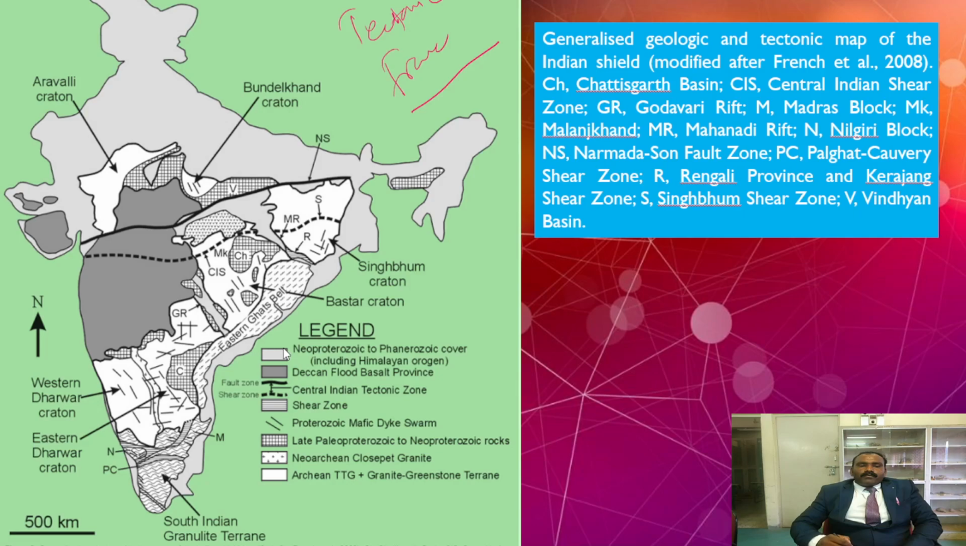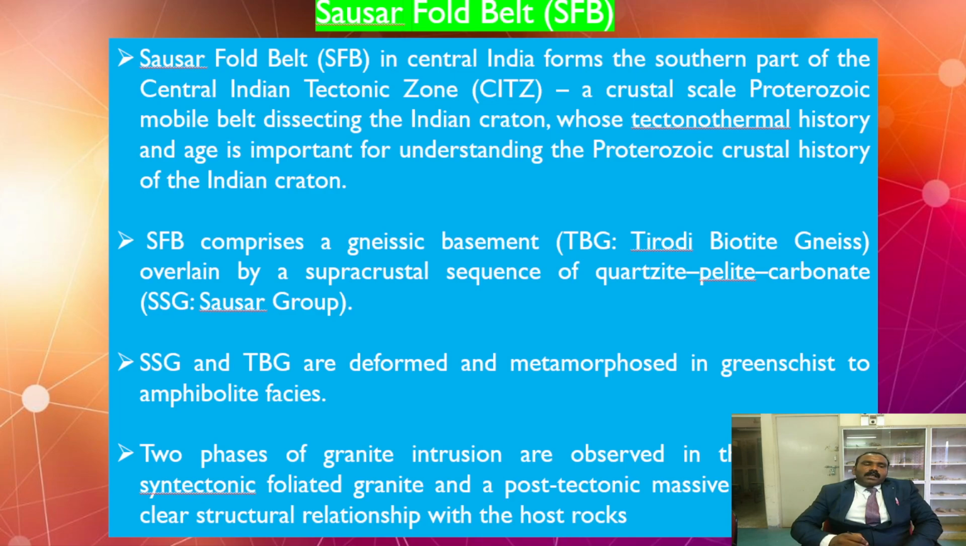You may find the different kinds of Neoproterozoic and Phanerozoic covers. And in the Archean, those are the Western Dharwar craton and the Eastern Dharwar craton, followed by the Aravalli, and the TTGs have also been discussed. This generalized tectonic map of the Indian shield shows how the tectonic framework of India fringes from one craton to another craton, and from one Proterozoic belt to another Proterozoic basin.